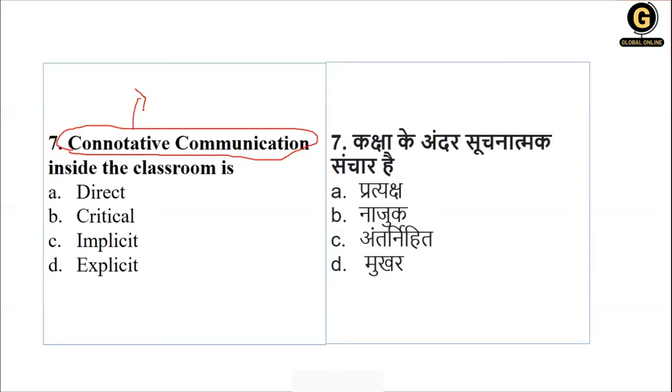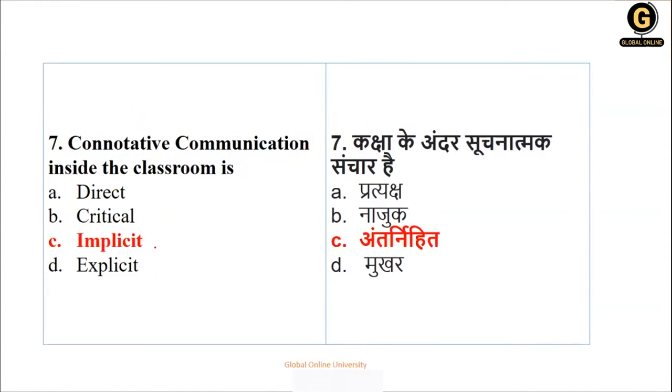So how will it be inside the classroom? Is it direct, is it critical, is it implicit or is it explicit? So it is secondary, which means it will not be direct. Okay, explicit means direct, and it will not be critical either. So the right answer for this is implicit.